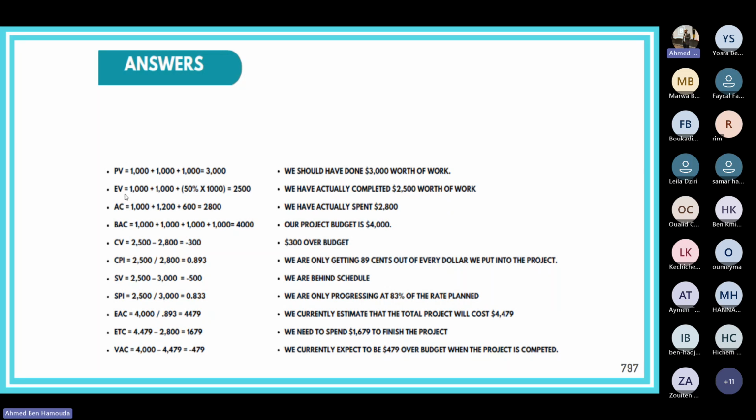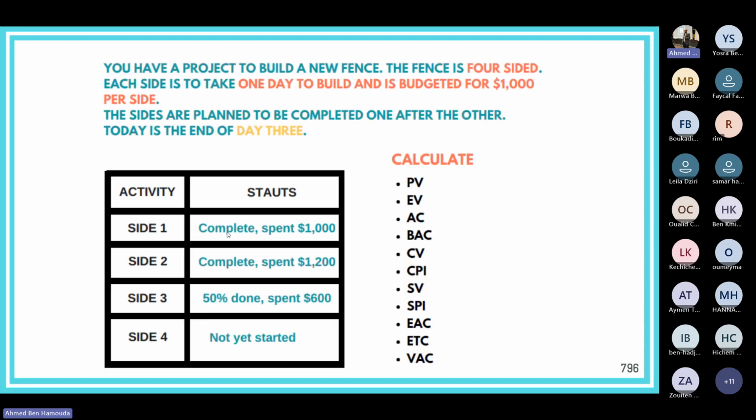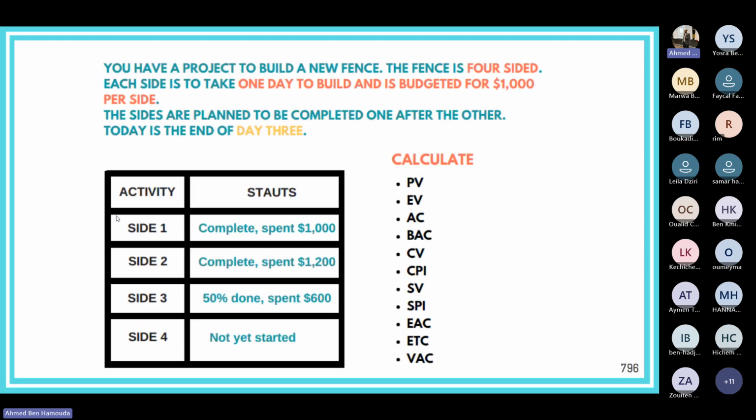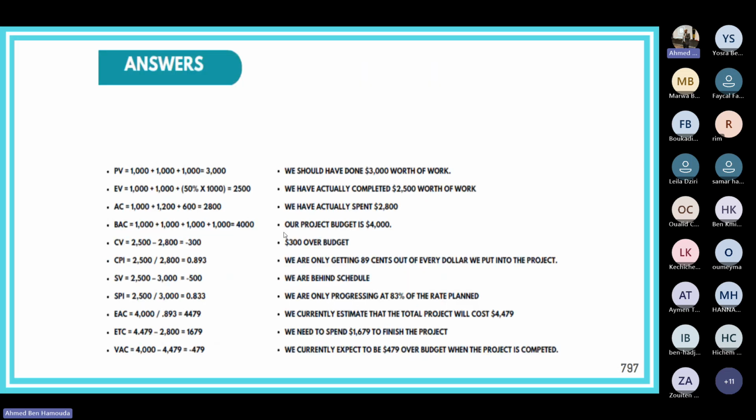That's 3,000. So we should have done $3,000 worth of work. However, the earned value: how much work have we actually completed? We've completed side 1 fully, side 2 fully, and 50% of side 3. So that's 1,000 for side 1, 1,000 for side 2, plus 50% of side 3. So that's 2,500. So we have actually completed $2,500 worth of work. What's the actual cost? We spent 1,000 for side 1, 1,200 for side 2, and 600 for side 3. So that's 2,800.